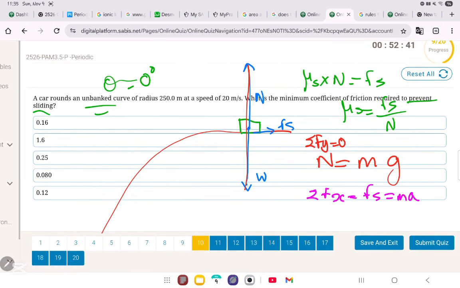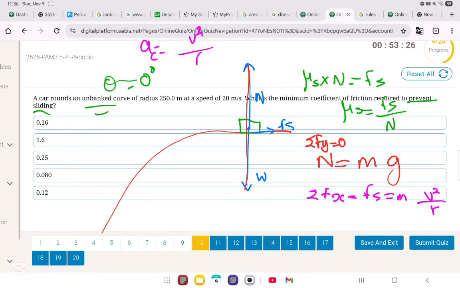Why? Because this friction is working, but it's preventing the car from sliding, right? But it has an acceleration, okay? So what do we know? We know that Fs is ma. And what is the acceleration of a curve? It's v squared over r. So Fs is m v squared over r. We just replace the a by v squared over r.